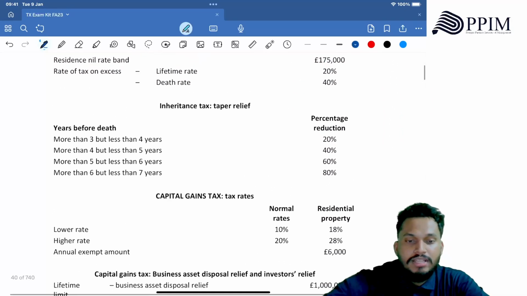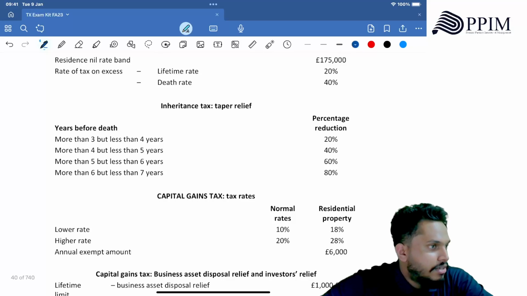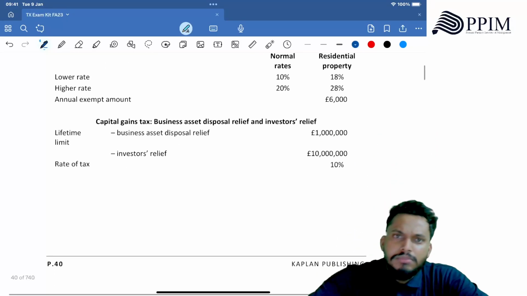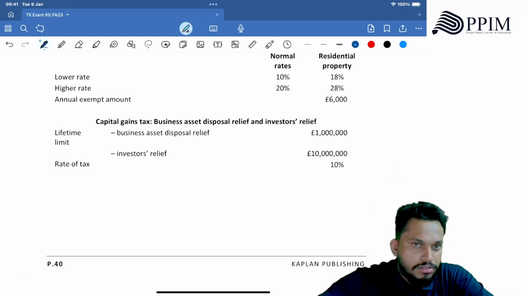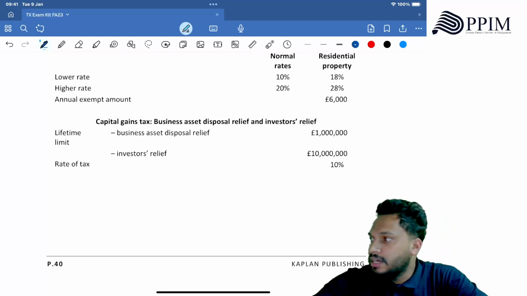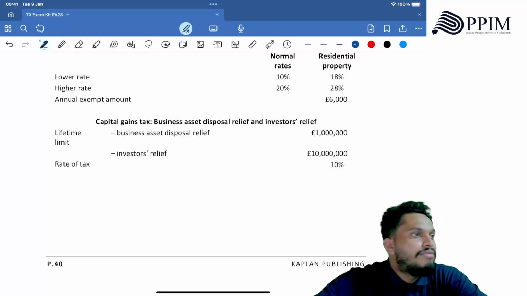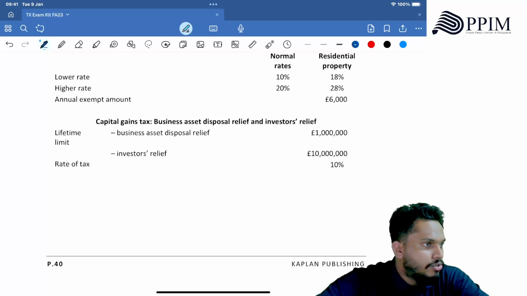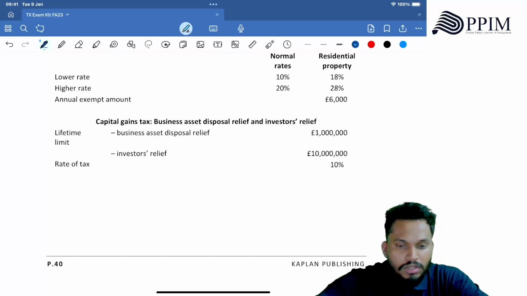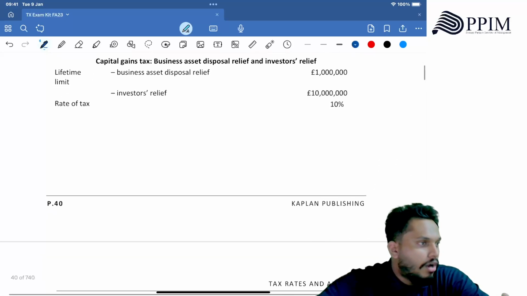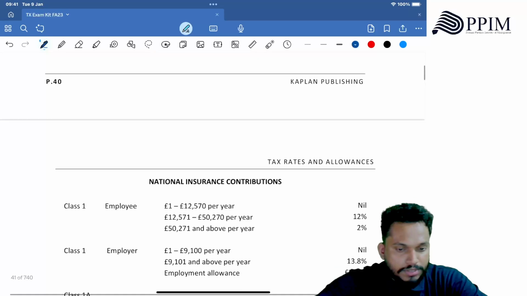So then the inheritance tax, taper reliefs, all those things are given. Some important figures are given to us. It's good because we also can't remember everything. So there are certain concepts you need to know, but we are not going to be so hard. But let's see how we are going to work it out.